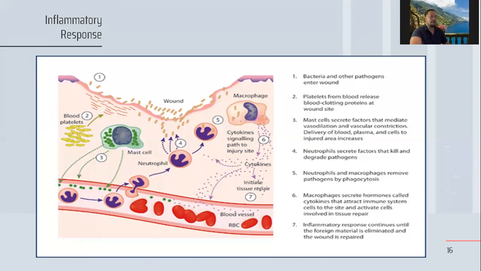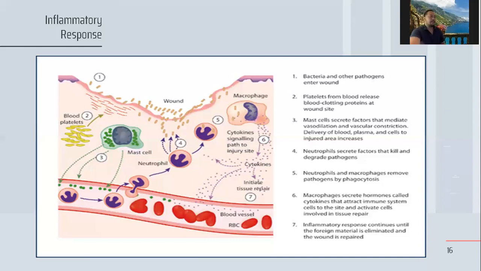This is because of your mga factors. We have like factor 7, factor 8. This helps in the inflammatory response. So we also have your neutrophils, no? These also secrete factors that kill and degrade pathogens. So ito, kita niyo yung mga neutrophils that engulf the bacteria that is coming inside of the body. This is called phagocytosis. No?